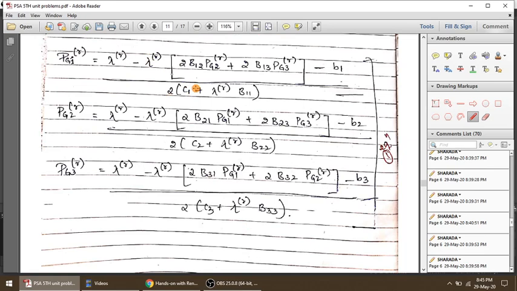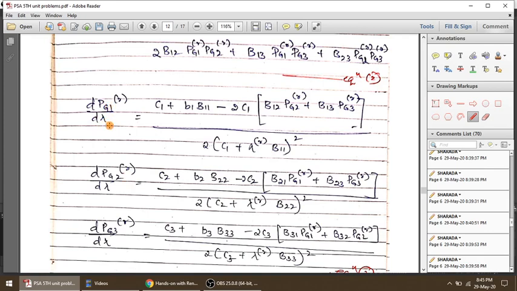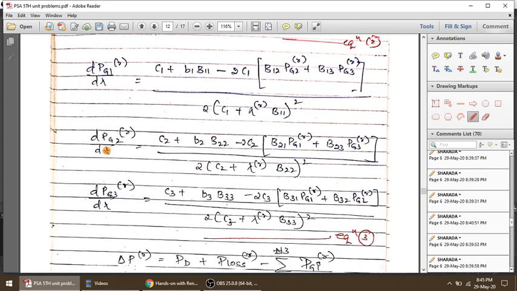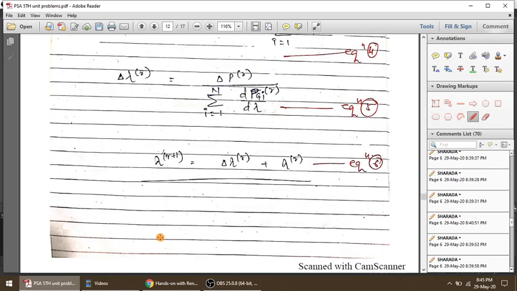Whatever expression we had used earlier, this is in the expanded form; this will be the expressions we will be using. This is the P loss expression, dPg1 of R by d lambda, dPg2 of R by d lambda, dPg3 of R by d lambda. This is nothing but whatever equations we have seen, the summation, expanded for 3 generating units. So these are the resulting expressions we will get. And this is the delta P of R expression and delta lambda of R expression.